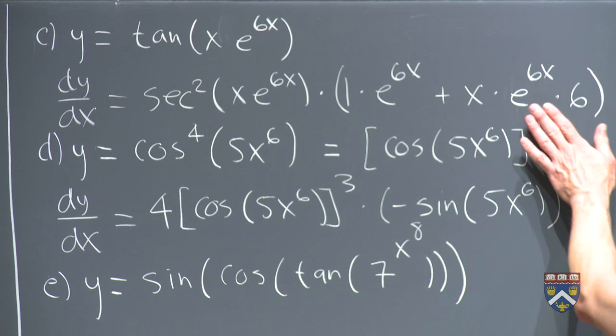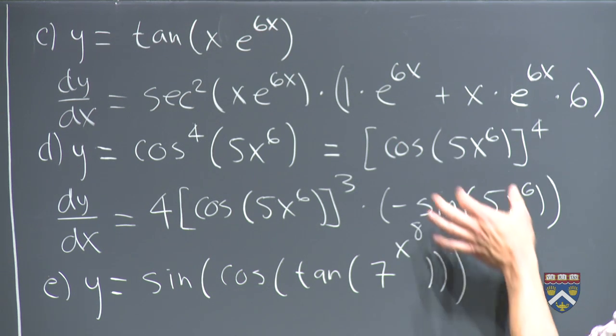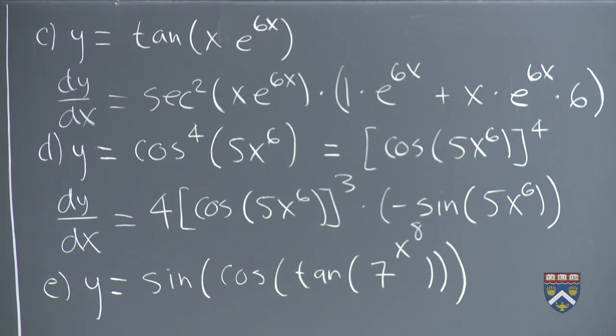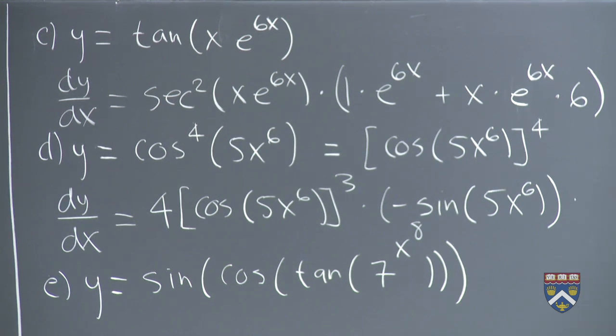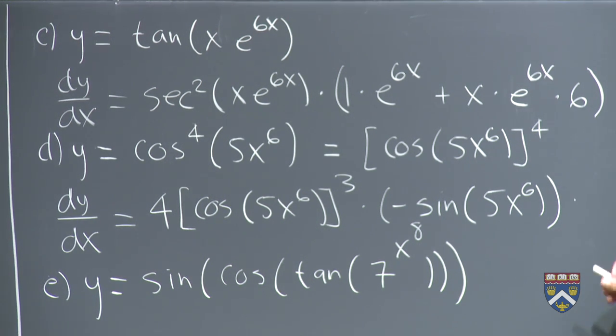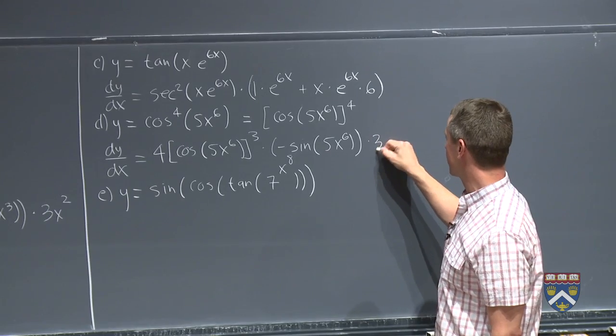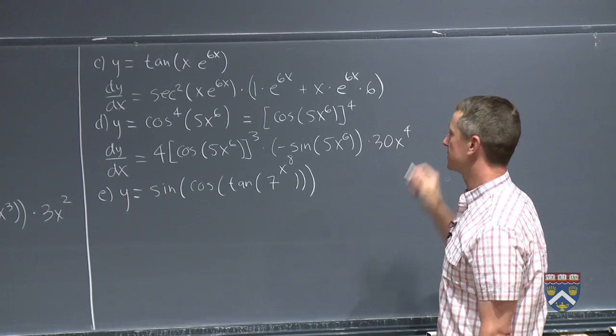We took care of the 4th power. We took care of the cosine, but what's left is to take the derivative of the innermost function, 5x to the 6th. For now, that is, we're really pros at that. That's just our rules from last week. Constant multiple rule and the power rule. The 6 comes down. We get 30x to the 4th.